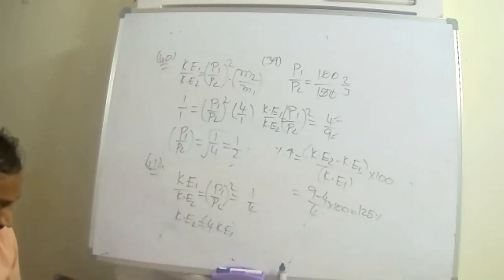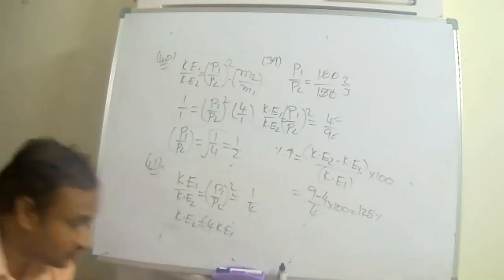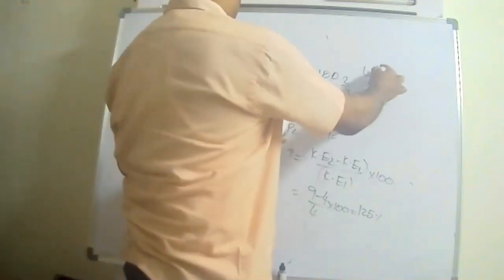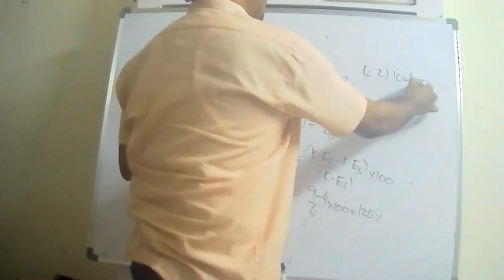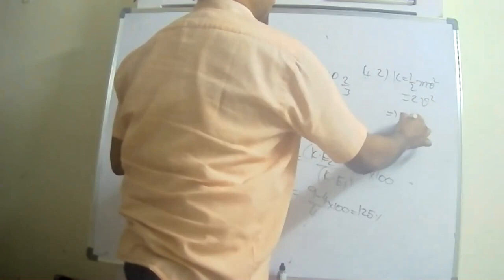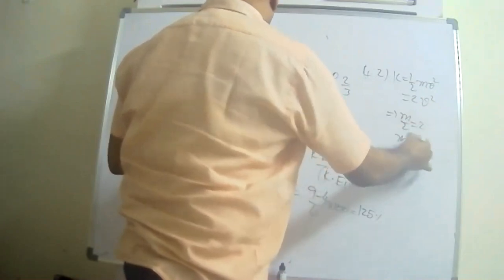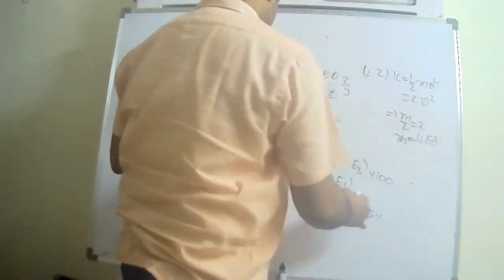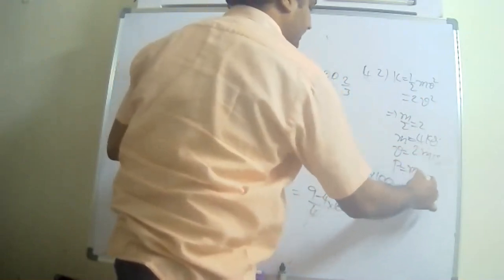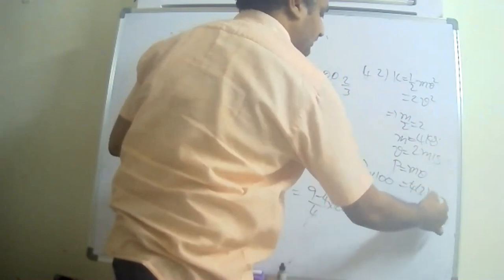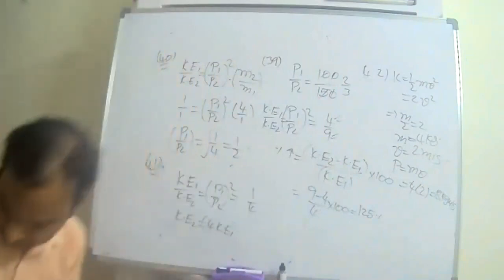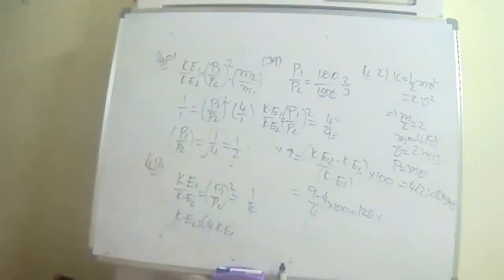ఓకే నెక్స్ట్. The kinetic energy of a moving body is given by K is equal to 2v². సో ఫార్ములా ఏంటి మనకి? K is equal to half m v². So it is 2v² given. So m by 2 is equal to 2, m is equal to 4 kg. Velocity is 2 meter per second. So p is equal to mv. So 4 into 2, that is 8 kg meter per second.